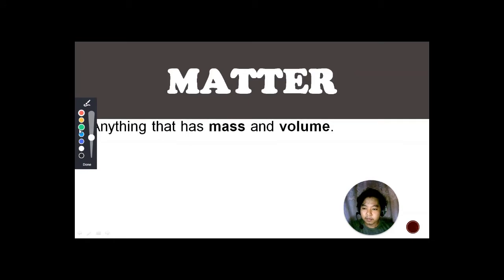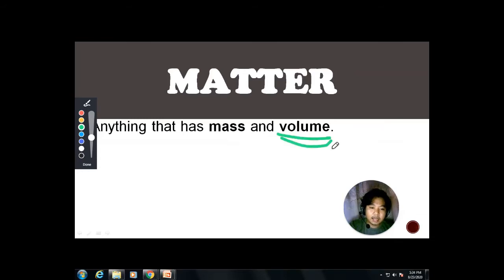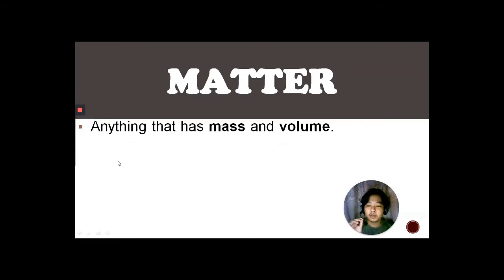Now let me use the highlighter here. What we are referring to there as the space occupied is rather a volume. When we are defining something, we try to describe it as simply as possible. So matter now, as we redefine it, is anything that has mass and volume. Meaning, how would I know if something matters?